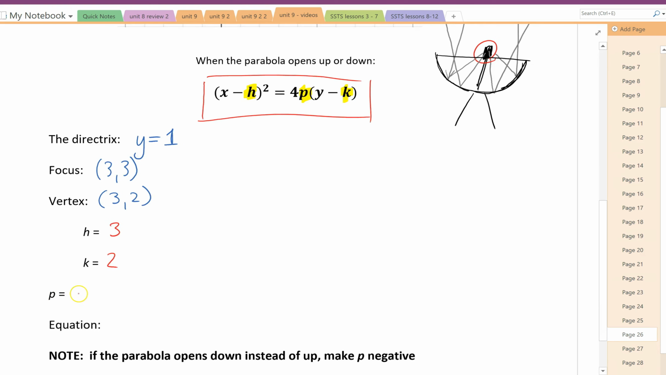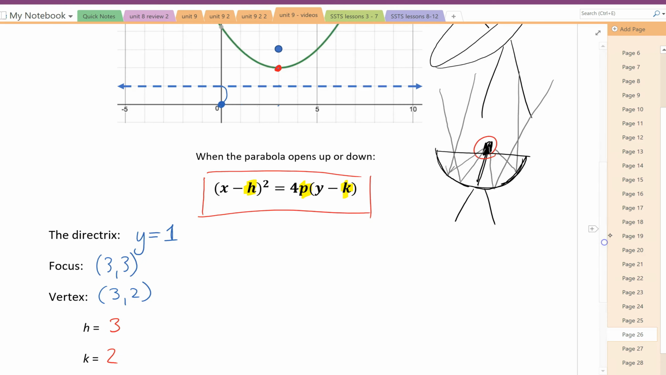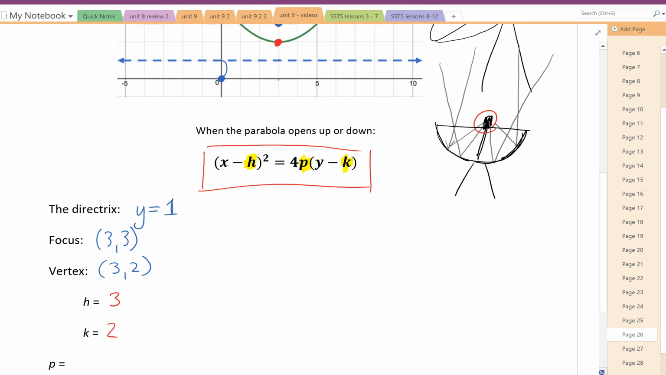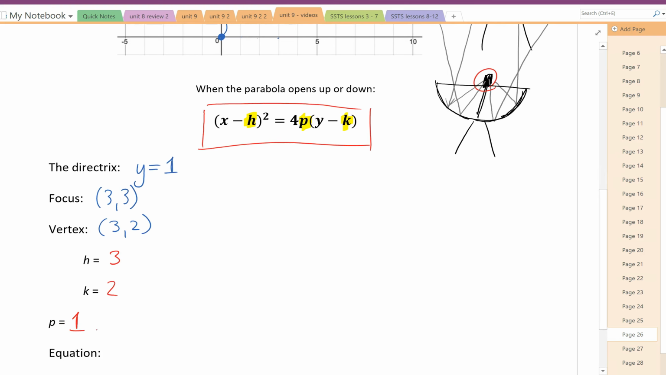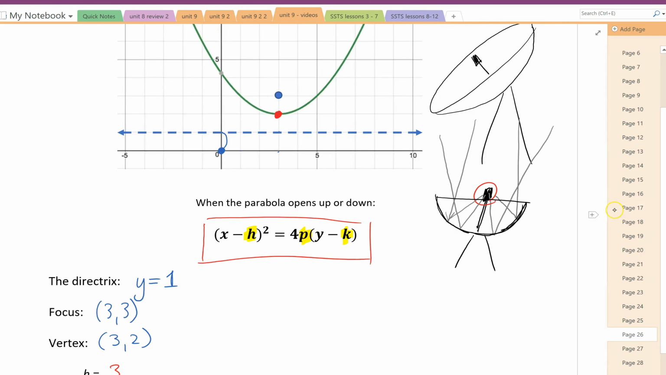P, this new variable. All P is the distance between the vertex of the parabola and either the directrix or the focus. And so what I can see here is that P is going to be equal to 1. Right? P is just equal to 1 because the vertex of this parabola is just 1 unit away from the focus, right? Just 1 unit away.